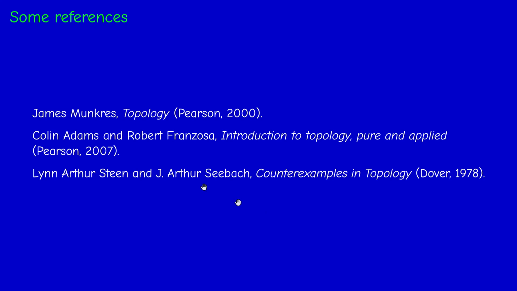Now, if you want to dig deeper, there's a wonderful textbook by James Munkres. It's from MIT. It's a widely used textbook. It's called Topology. There's another book by Adams and Franzosa, Introduction to Topology, Pure and Applied. And there's a somewhat old book by Steen and Seebach called Counterexamples in Topology. But this is only for those who want to dig deeper into topology. They are not required to succeed in this course.